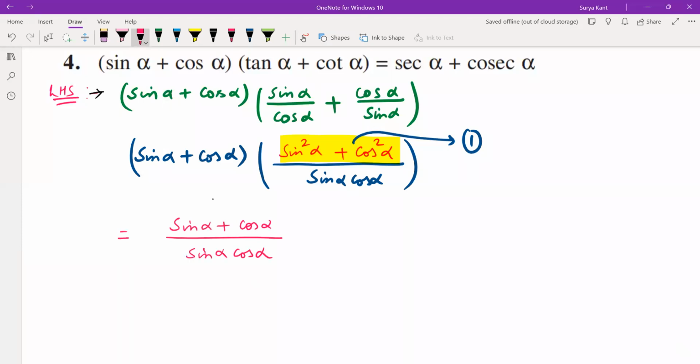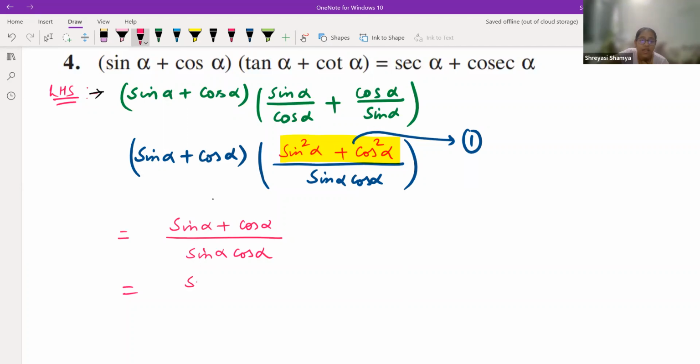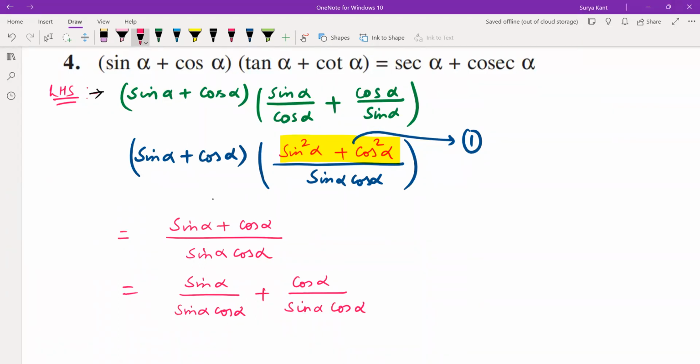Now, Shreyashi, tell me after this what we should do. Sir, we can then separate it as sin alpha divided by sin alpha cos alpha plus cos alpha divided by sin alpha cos alpha. Very good. One part will be cancelled. So we just cancel over here. Sin alpha cancelled. Cos alpha cancelled.